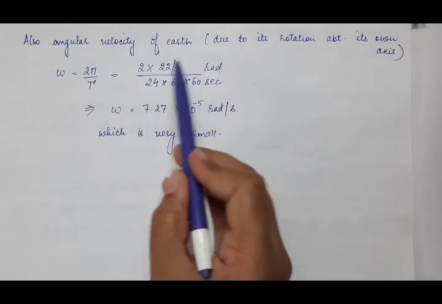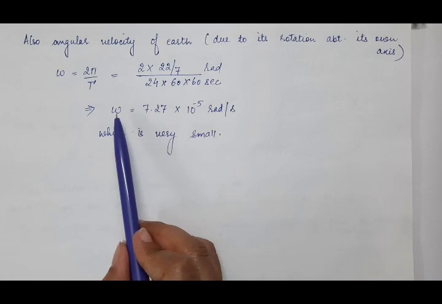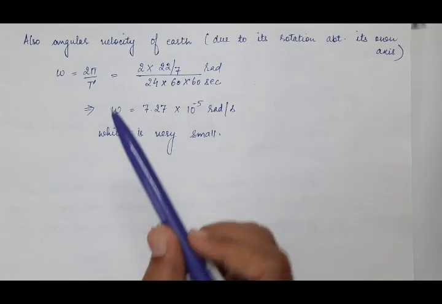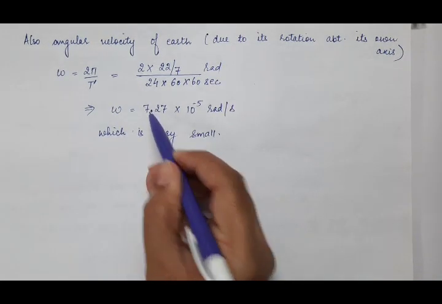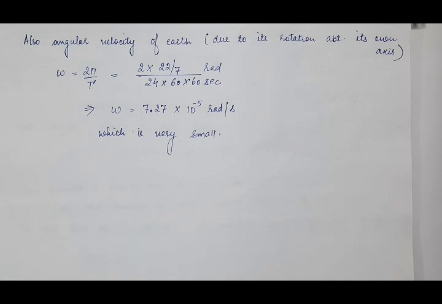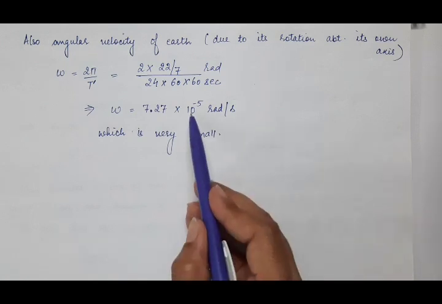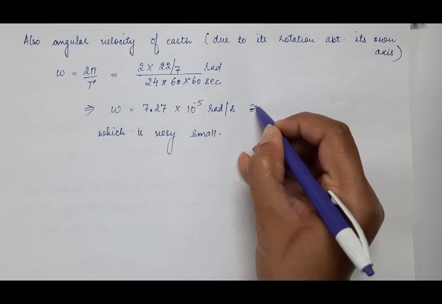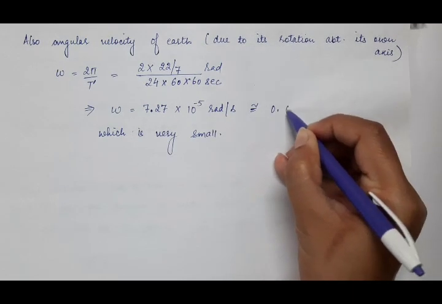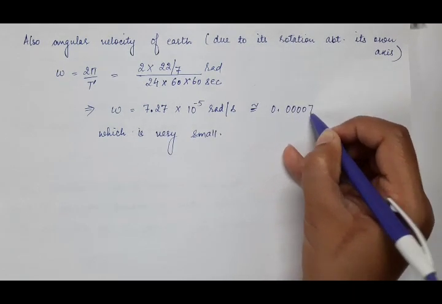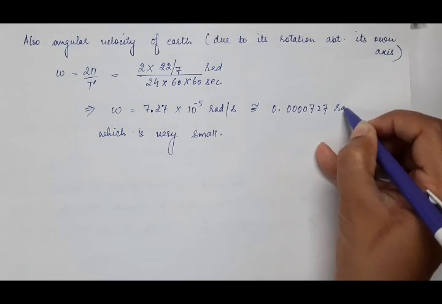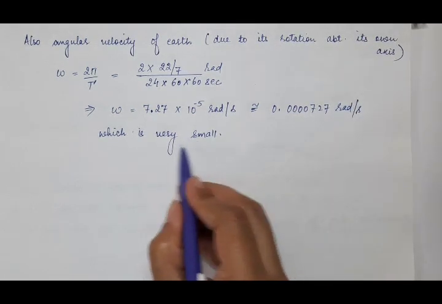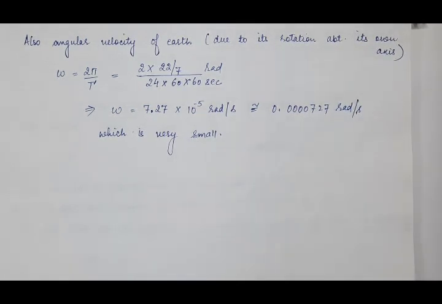And when you solve this, you will get that the angular velocity of Earth comes out to be 7.27 into 10 raised to power minus 5 radian per second. It is approximately equal to 0.0000727 radian per second, which is very, very small. So that is why for practical purposes Earth is taken as an inertial frame.